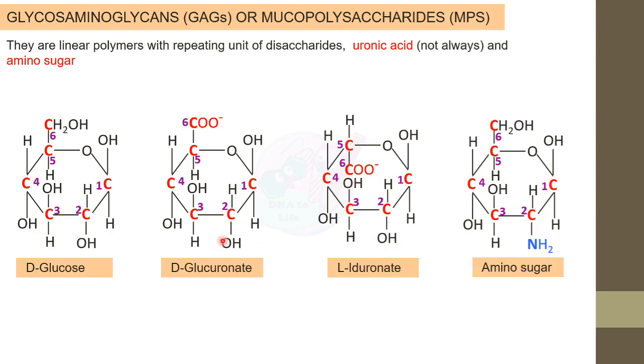So there are two different types of uronic acid. First one, if this carboxylate ion is up the plane, this is D-glucuronate, and if this is down the plane, this is L-iduronate. What are amino sugars? If glucose or any sugar has an amine group present at the second position, they are called amino sugars.